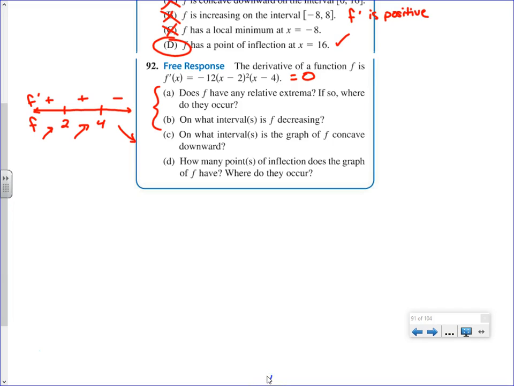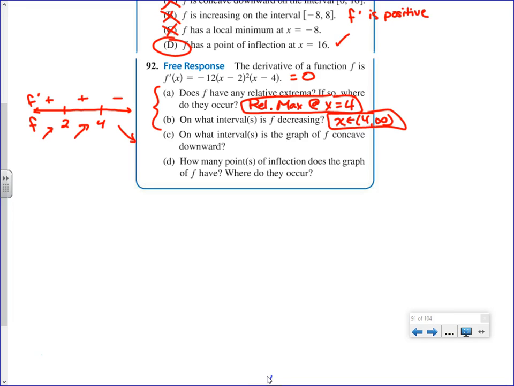Okay. So, relative max at 4, done. Relative min, none. Letter B, where is f decreasing? Yeah, 4 to 5. I see that. Uh-oh, letter C. What's it ask?